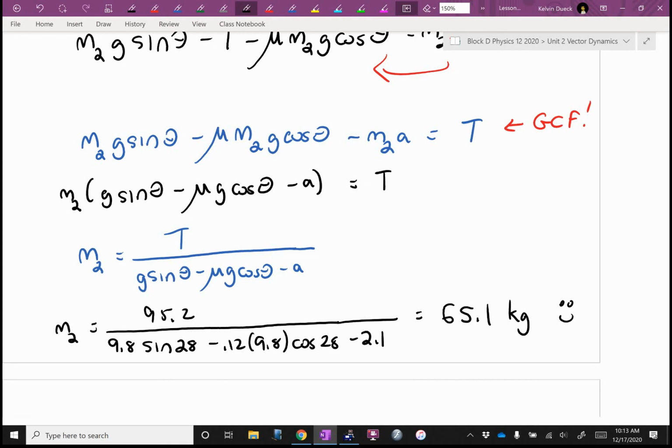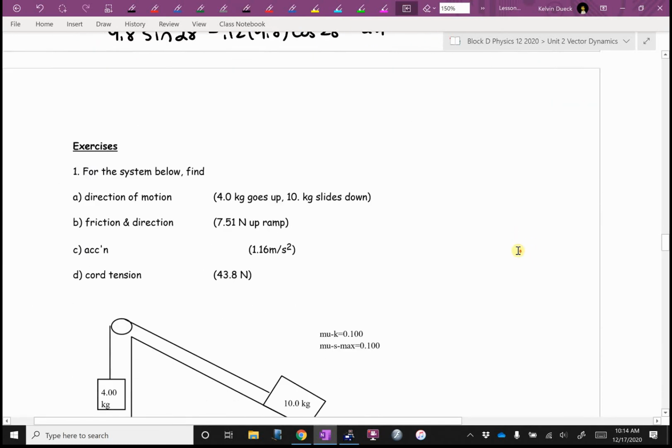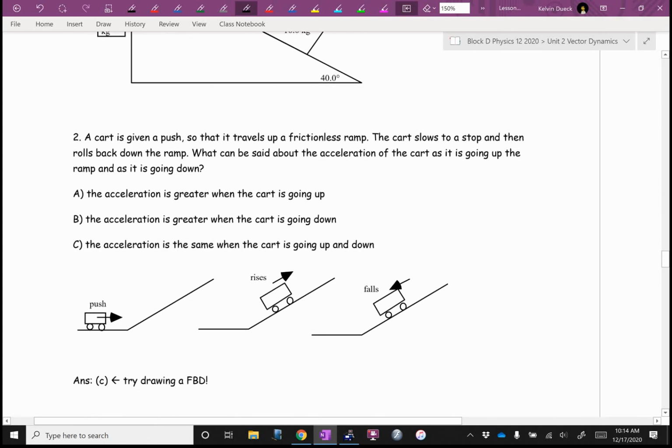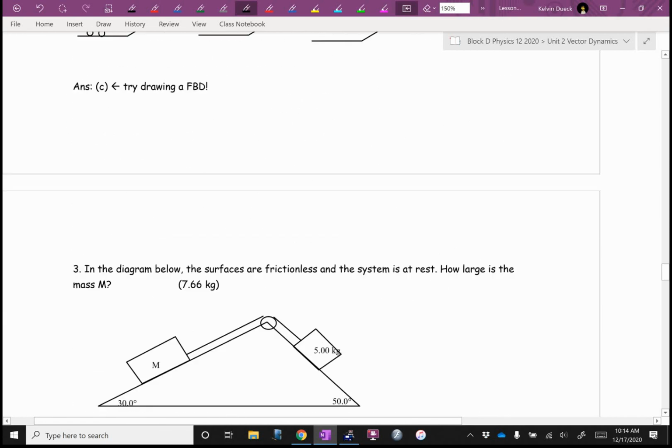What's your homework? One, C and D. You'll have to do A and B anyways, but I generally don't find friction separately. I do it in the equation. So find the acceleration, find the tension. You'll have to figure out by comparing the tug of war which way it's sliding. Is the 10 sliding down or is the 10 sliding up? 2 is a nice thought puzzle.